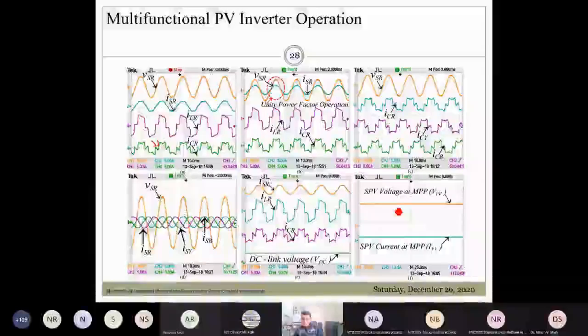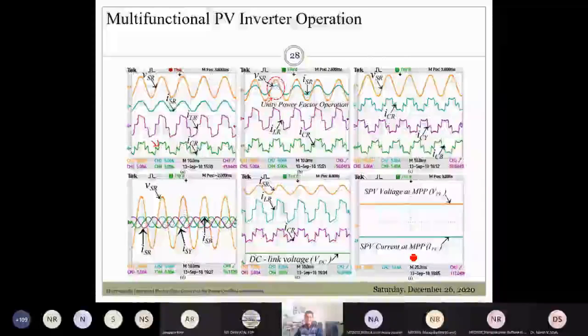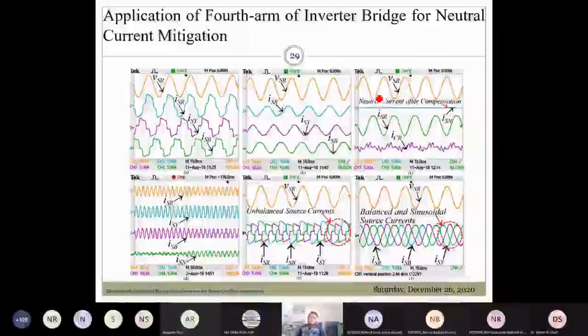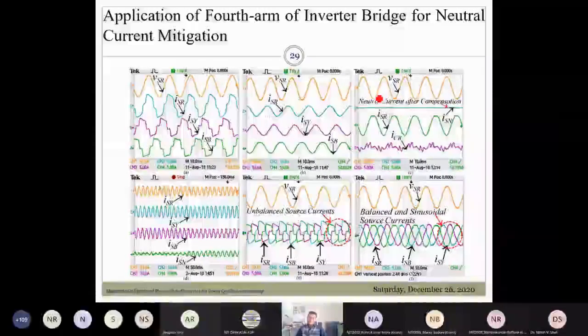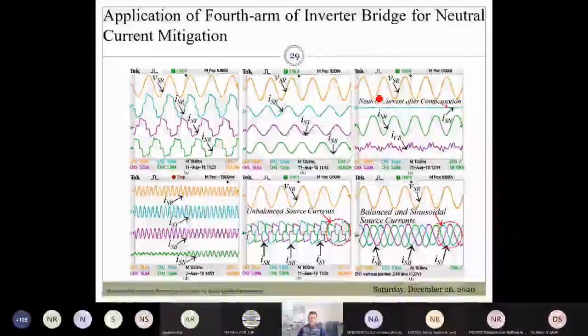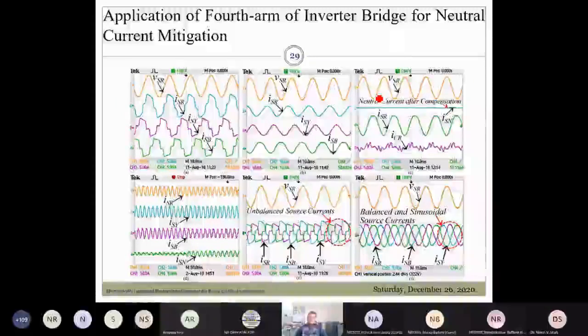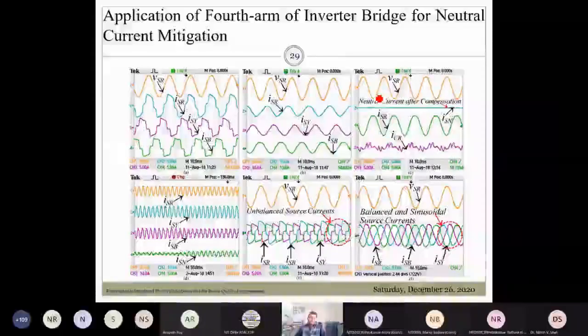And this is the profile of the solar photovoltaic voltage at the maximum power point, and this is the corresponding current profile at the maximum power point. Now further, as I mentioned, I have used the three-phase 4-leg topology. So I have investigated the application of the fourth arm of the inverter bridge for neutral current separation.